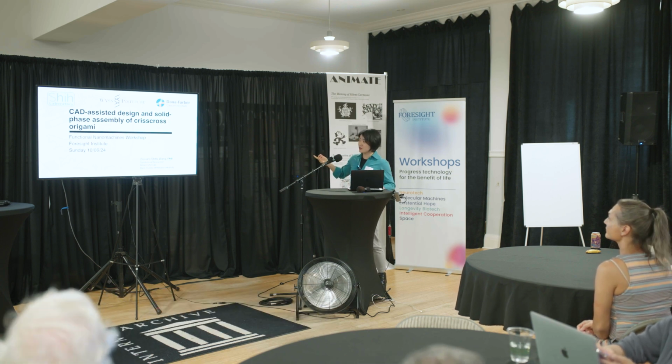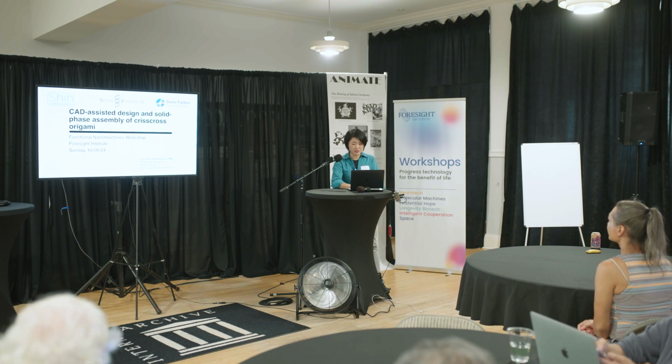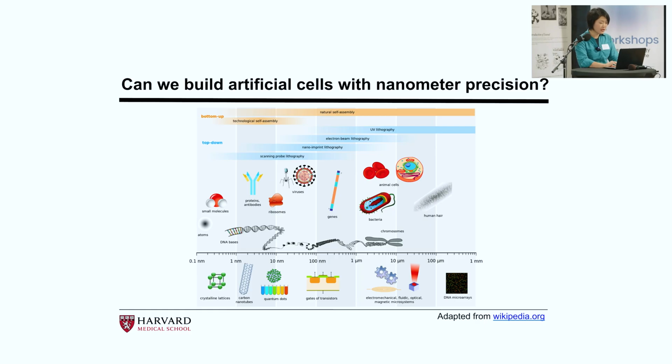So today I'm going to talk a little bit about CAD-assisted design and solid phase assembly of crisscross origami. Since this is a functional nanomachines workshop, after all, I don't think I have to elaborate too much about the different techniques of achieving molecular placement and nanometer precision. But I think one of the exciting current challenges in this field that may not be immediately obvious is how can we scale up that nanometer resolution that we're able to achieve over a longer range? How can we achieve both nanometer precision and long range registration?